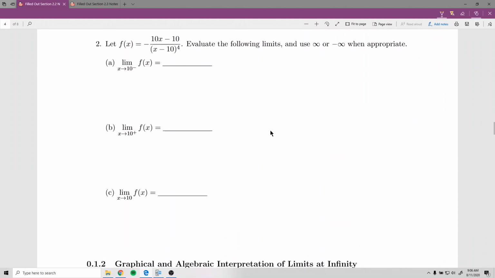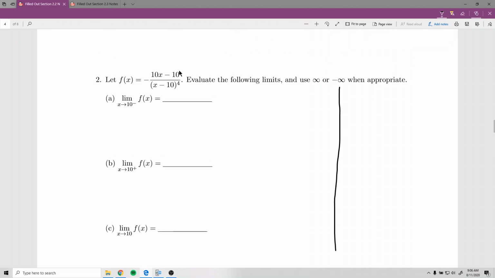All right, so we got another similar example here. This one we have f of x equals negative in front, and then we got 10x minus 10 on the top over, in parentheses, x minus 10 to the fourth on the bottom. Evaluate the following limits and use infinity or negative infinity when appropriate. Right, so you can see what we're interested in this problem is 10. We want to plug in x equals 10. And I'll just do it like last time. You always want to start by plugging in if it's not piecewise. It doesn't matter if you might end up doing infinity or negative infinity.